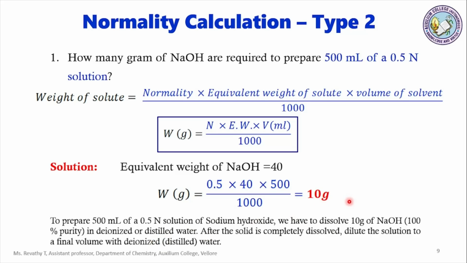How are we going to prepare the solution? So to prepare 0.5 N NaOH for 500 ml, we need to weigh exactly 10 gram of NaOH and dissolve it initially with a little amount of distilled water and then dilute the solution to a final volume of 500 ml with distilled water.